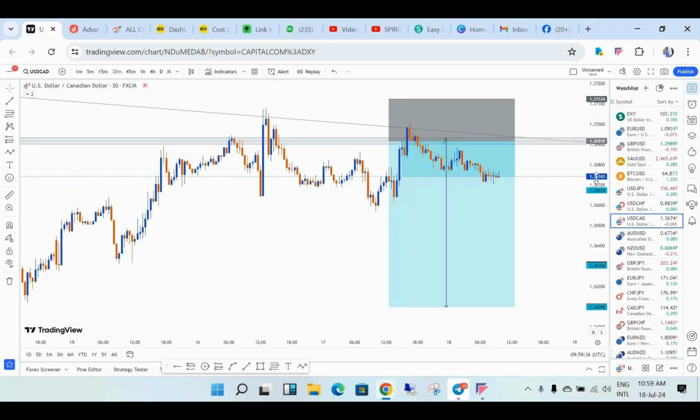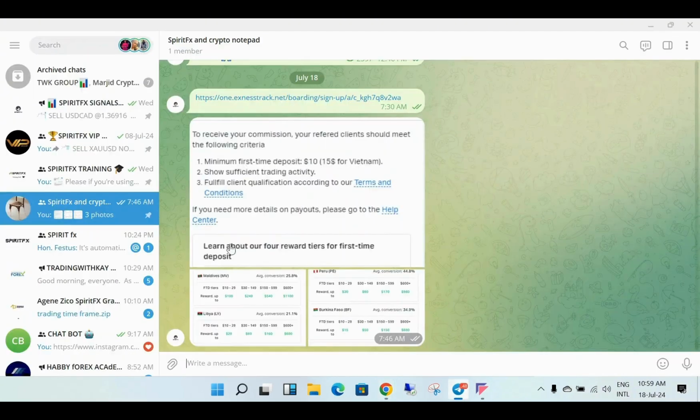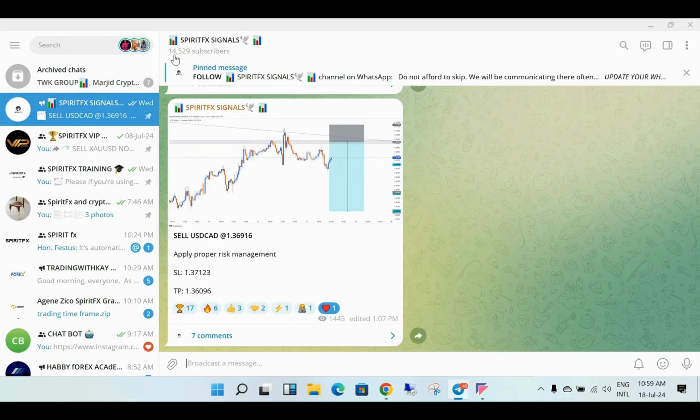Okay, guys, so now we are on my screen. So we'll be starting with USD CAD. Why? Because I sent the signal yesterday in my Telegram group. So let's check. Let's go to my Telegram. This is my Telegram, SpiritFX signal. So we have 14,005 subscribers. All right. So as you can see, this was sent yesterday.